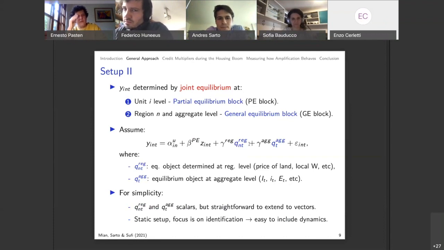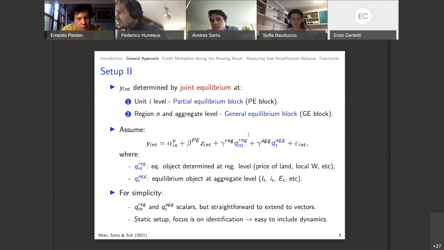Okay. The specification for Y at this point is going to be this equation that you see here, which has the instrument or shock that we're interested in. And it has two, I'm going to call them prices, but this could be anything. The key part is that one operates at the regional level and one at the aggregate level. The regional one, think of it as the price of land in the region or the local wage in the labor market. And the aggregate equilibrium object, think of it as an interest rate, an exchange rate, aggregate investment, something that operates at the national level, okay?